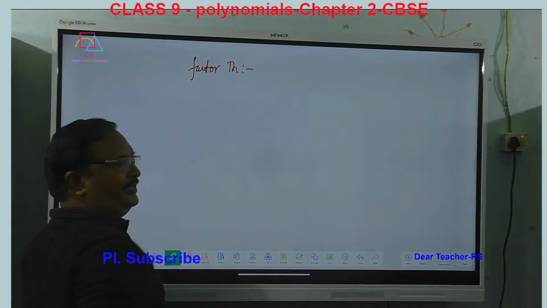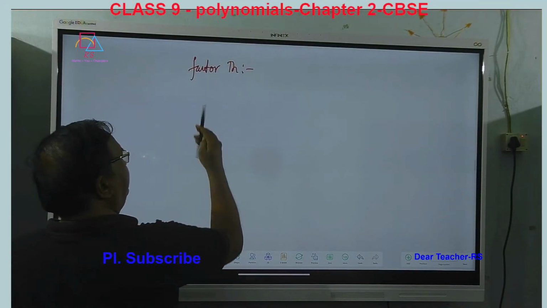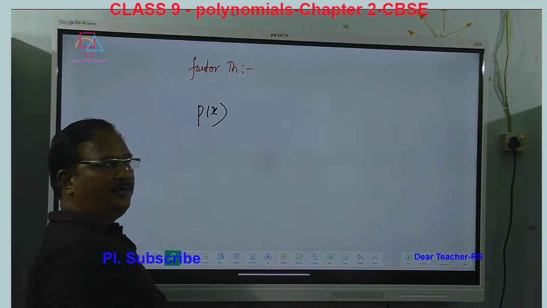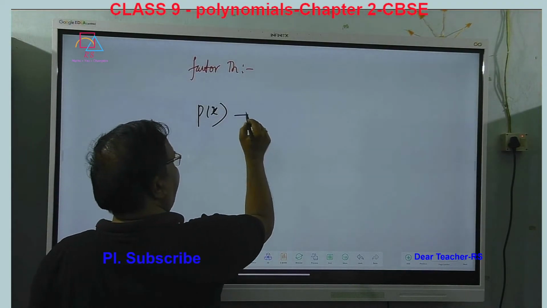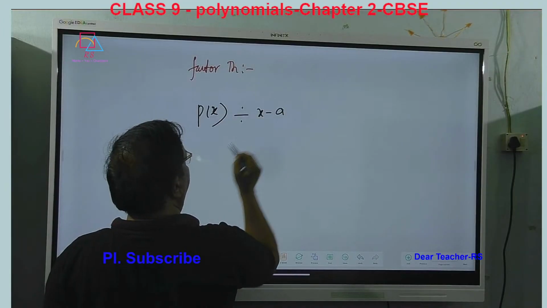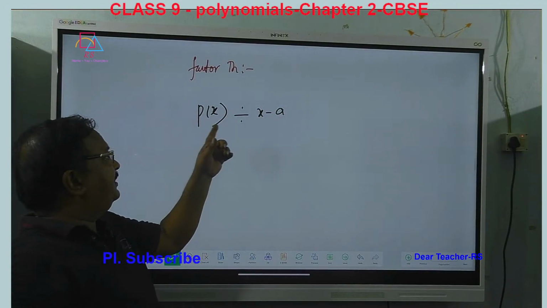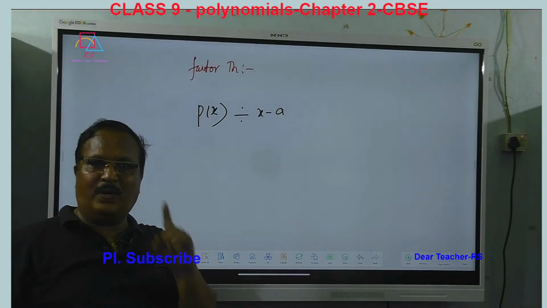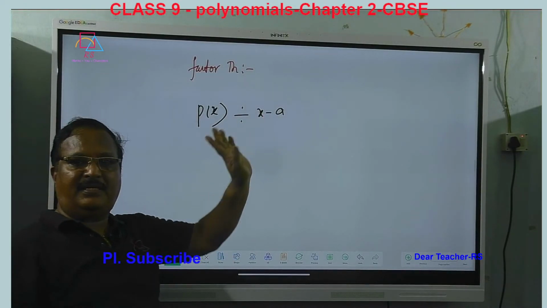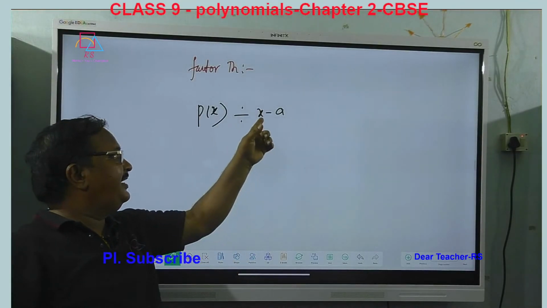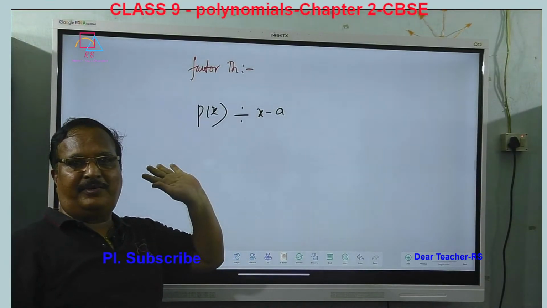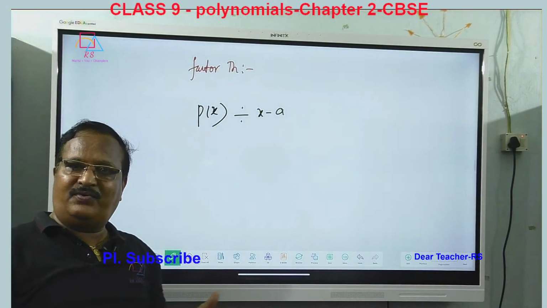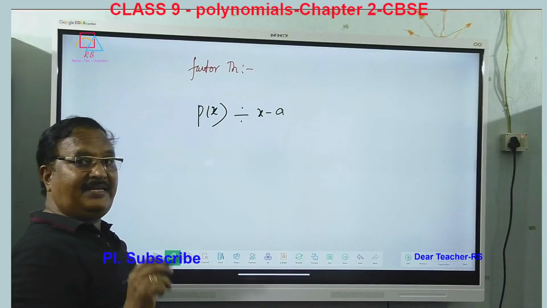What is the factor theorem? Let P(x) be a polynomial that is divided by x minus a. The degree of P(x) should be greater than or equal to 1, because the divisor is a degree 1 polynomial, that means a linear polynomial. Therefore the dividend's degree should be greater than or equal to 1.